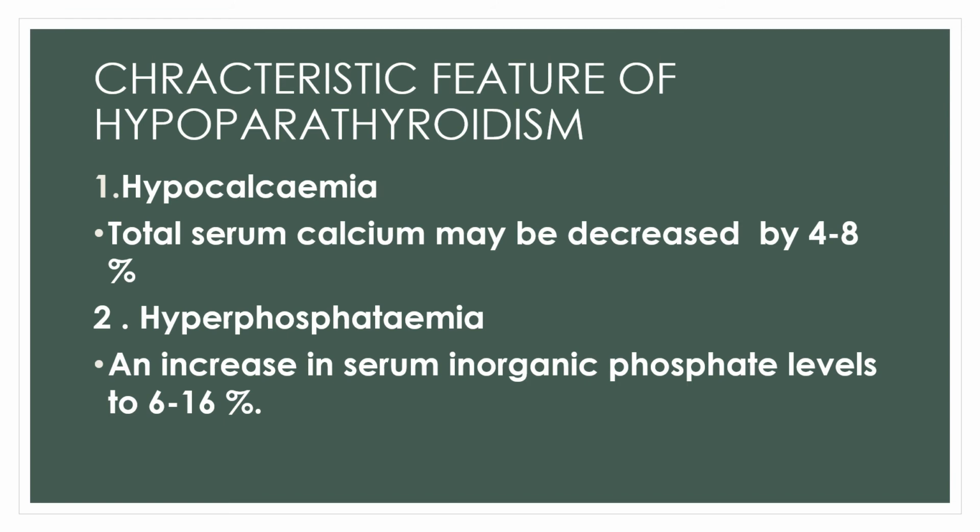Characteristic features of hypoparathyroidism are two. One is hypocalcemia and the second one is hyperphosphatemia. In hypocalcemia, the total serum calcium level may be decreased by 4 to 8%, and in hyperphosphatemia, there is an increase in serum inorganic phosphate level of 6 to 16%.